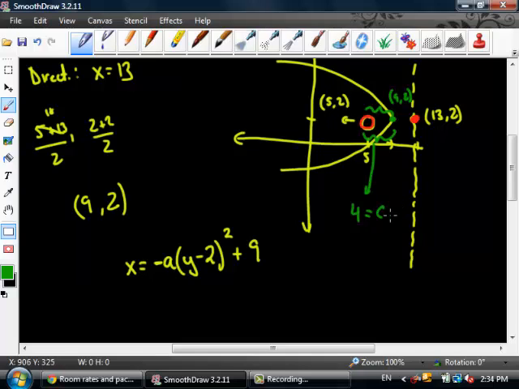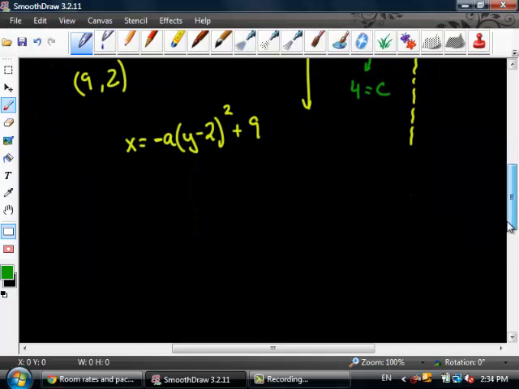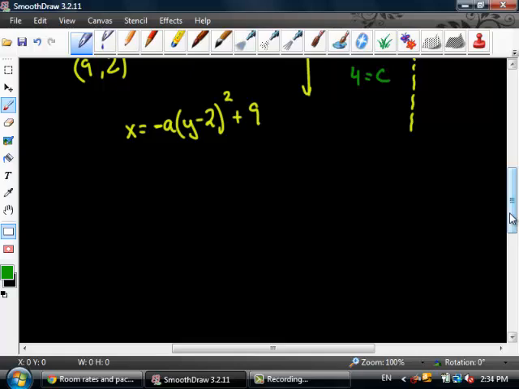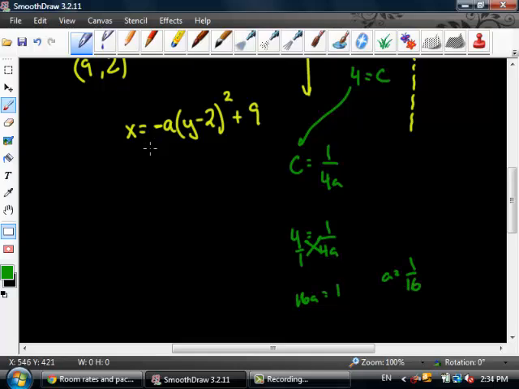C. Now, finding the distance and finding the a term in a parabola is going to be different than the CAB formula. We use C equals 1 over 4a, which means I can substitute this 4 in and get 4 equals 1 over 4a. Cross multiply, I get 16a equals 1, a equals 1 over 16, which means my final equation is x equals negative 1/16 (y minus 2) squared plus 9.